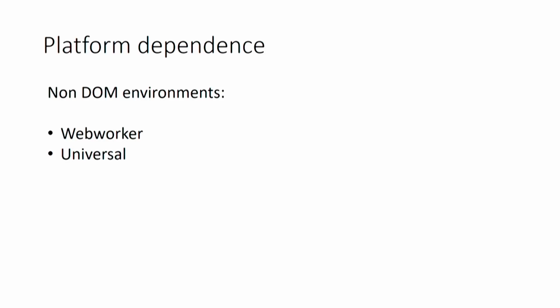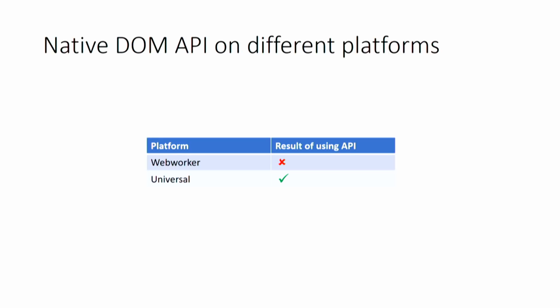Well, I've done that to test it, of course. And here are the results. As expected, there is an error inside the web worker. But you see, no error on the server side. Weird, right? Well, it works because the universal platform, which is server-side rendering, under the hood uses a library called Domino. That library implements a DOM environment on the server side. So that's why it works. But as you can see, this direct DOM API access can cause problems on other platforms.